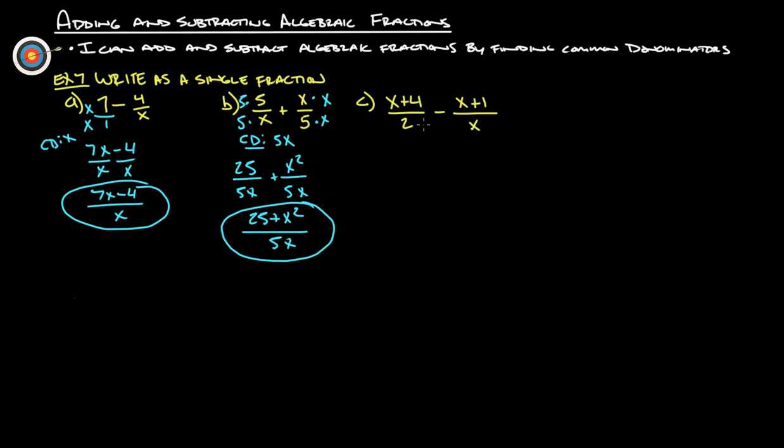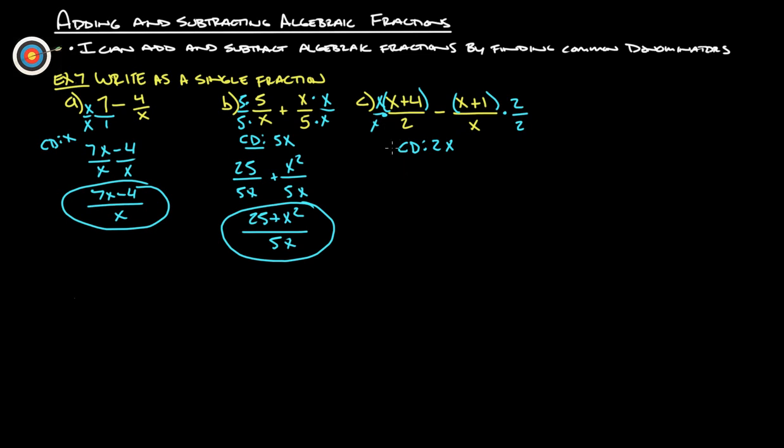All right, x plus 4 over 2 minus x plus 1 over x. For the common denominator, we need to have a 2 and an x. This one has the 2, it's missing the x, so we've got to multiply top and bottom by x, right? And then over here, we've got the x, but we need the 2, so we have to multiply the top and the bottom by 2. Now we're going to multiply both parts here by that x and both parts over here by the 2.